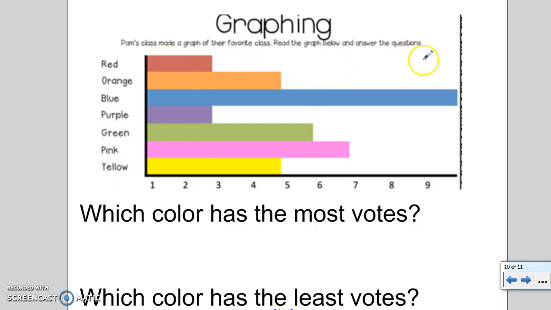And the graph goes across like this. So I look at my graph. My first question is which color has the most votes? Remember that most means what? Think about it in your brain if you know what most means. It's going to be which color is the most popular, which one has the most votes. So I'm going to look at my graph and which one has the biggest, goes across the farthest. Well, I look right here and blue goes all the way across and there's no one near it, so I know that blue has the most votes.